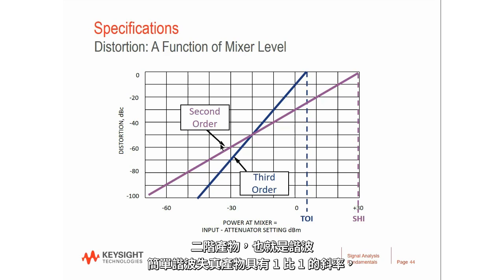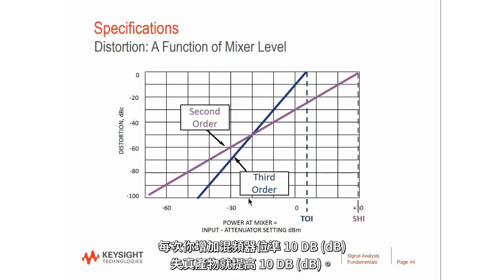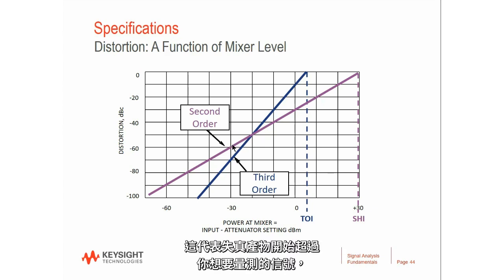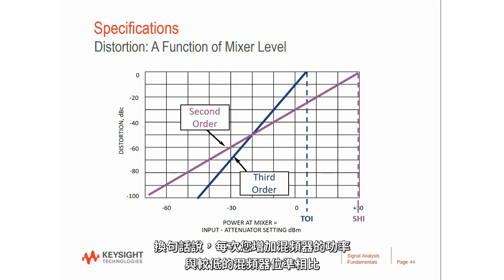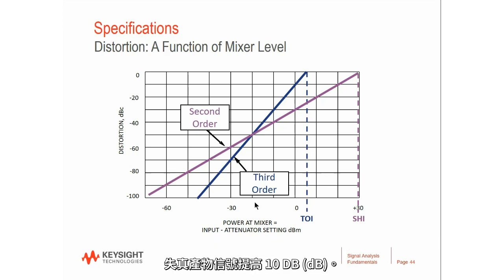So the second order products, which are the simple harmonic distortion products, have a slope of 1 to 1. For every 10 dB you increase the mixer level, the distortion products rise by 10 dB. That means that the distortion products are gaining on the signal. In other words, every time you increase the power to the mixer, the distortion products are now 10 dB higher than the signal you were trying to measure compared to the lower mixer level.